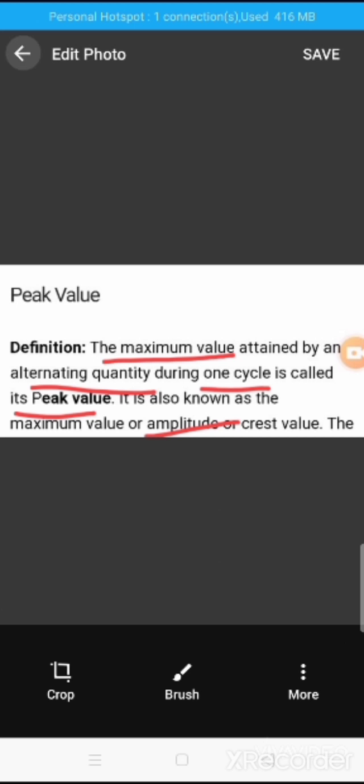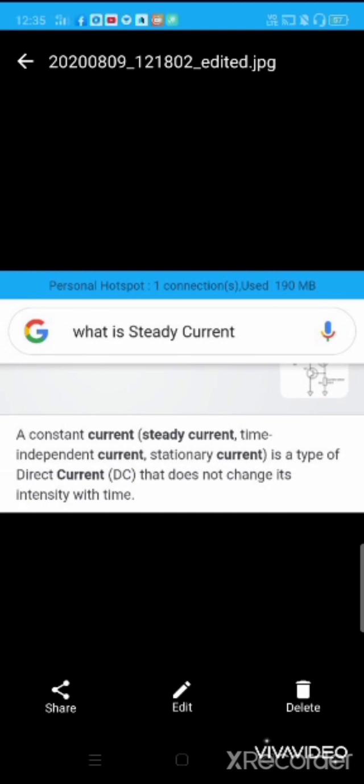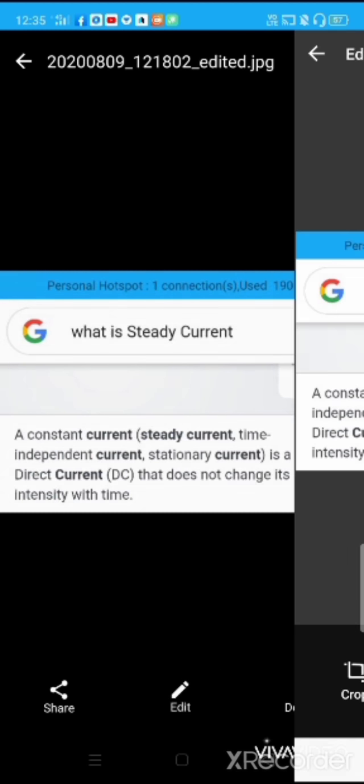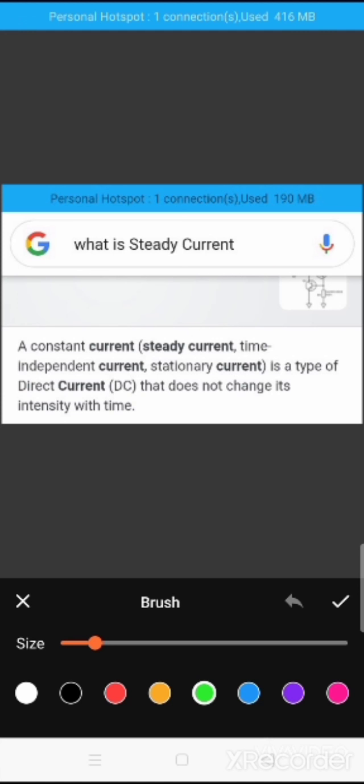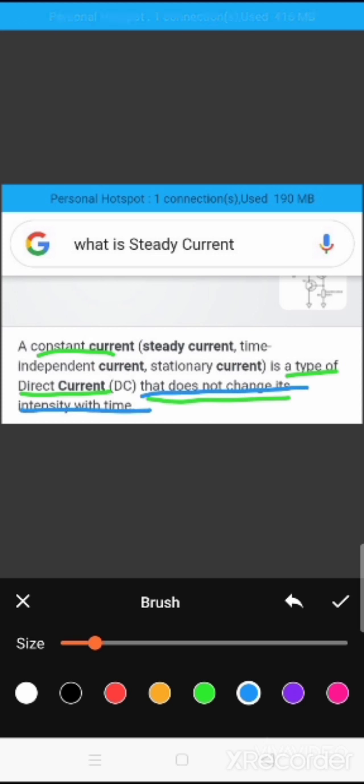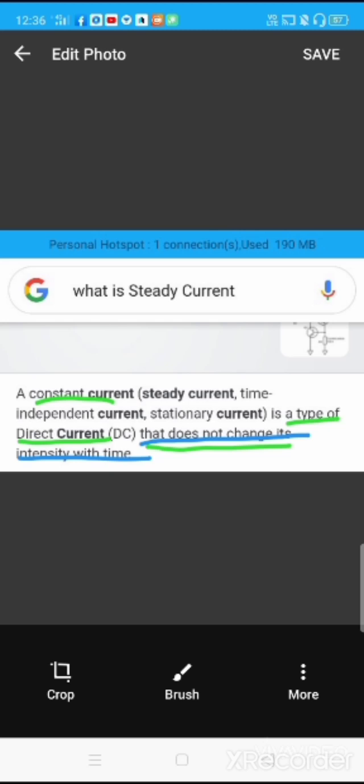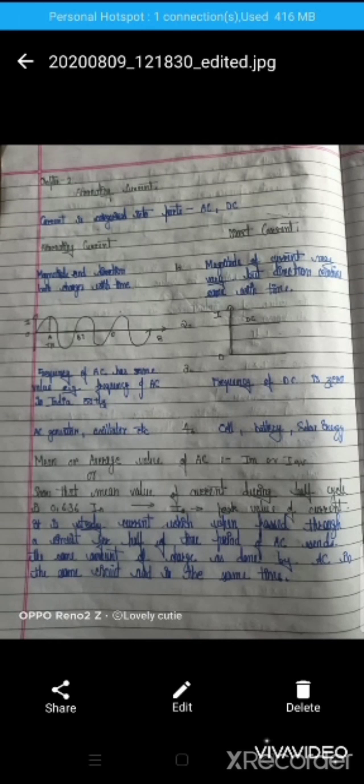Another definition arises here: what is steady current? Steady current is a constant current or a type of direct current that doesn't change its intensity with time. Very important point, that it doesn't change its intensity with time. So here we have a difference between alternating current and direct current.